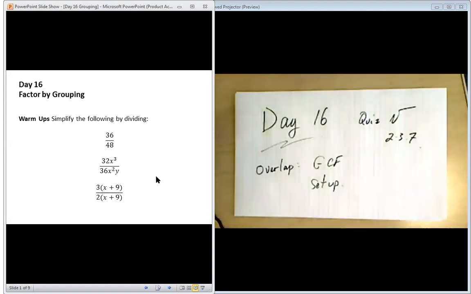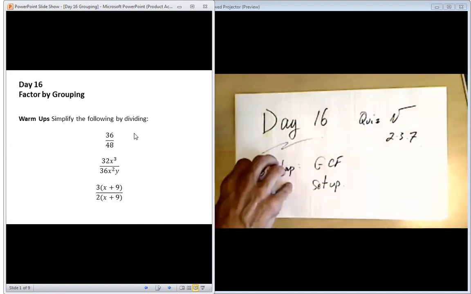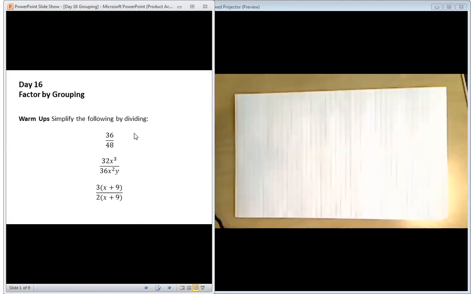Then, let's take a look at the screen. Let's get started on these, and this will help for our activity today. Some nice basic ones to start with, and it gets a little fancy there at the end. All right, so take a look at the first one there, 36 over 48. You got to divide those together, all right?